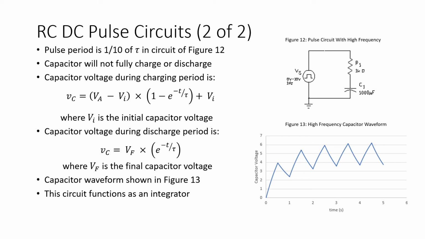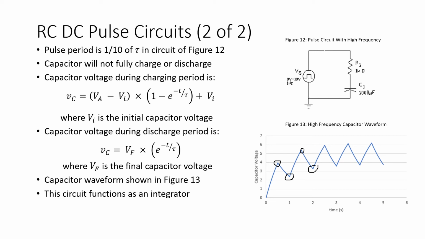So note, because the positive pulse period is only 1/10 of the time constant, the capacitor does not fully charge to 10 volts. Now, the 0 volt period of the pulse waveform is not long enough for the capacitor to fully discharge, so the capacitor only discharges to about 2.4 volts. Then the capacitor charges to about 5.5 and discharges to about 3.3 volts, I think.